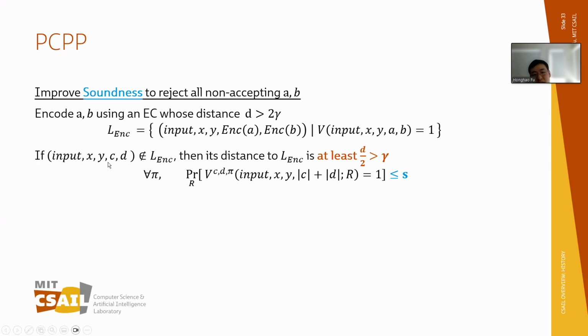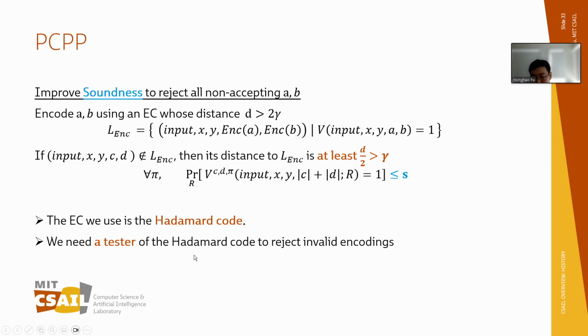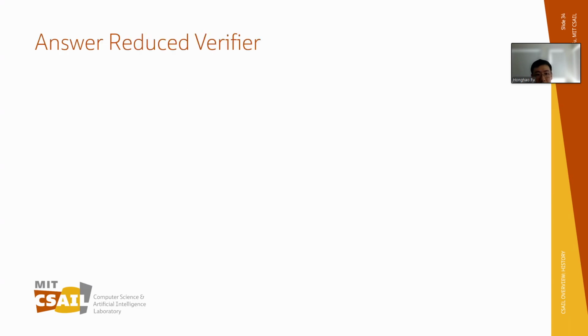You may ask, what if they have invalid encodings for the A and B here? Then we need to use some tester for the Hadamard code to make sure we can reject all the invalid encodings. And this tester is going to be a generalization of the linearity test of the Hadamard code. The linearity test is known to be quantum sound, and then we improve that to make sure the new tester is also quantum sound.